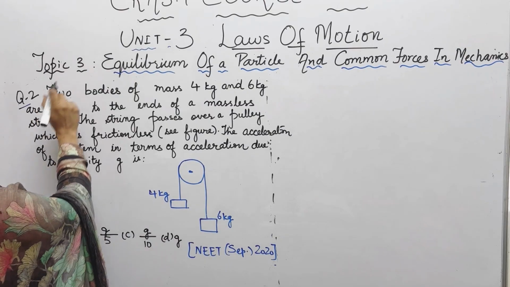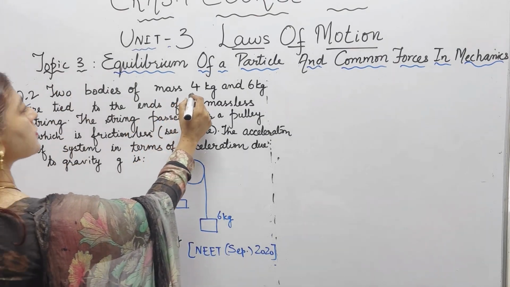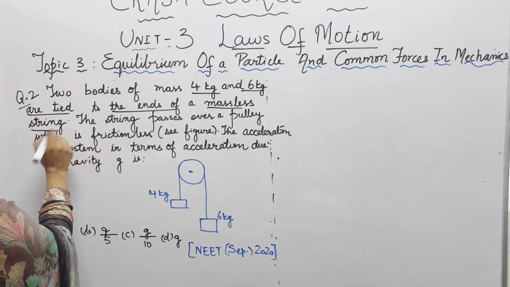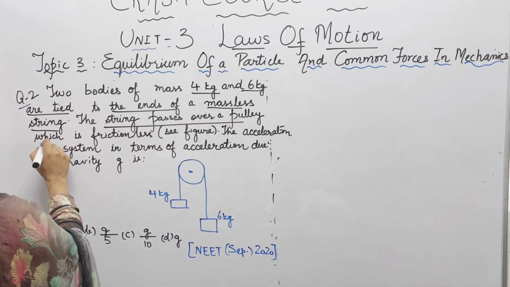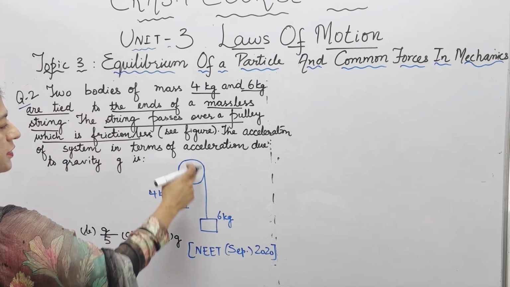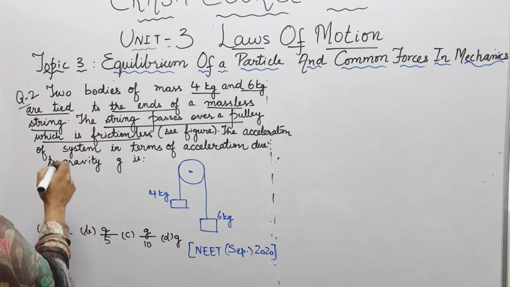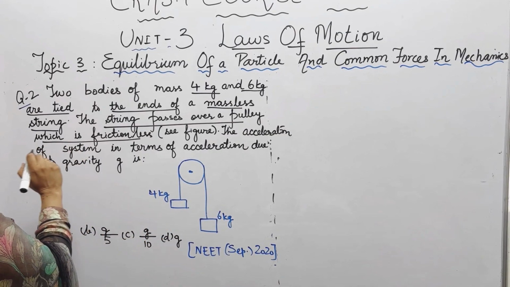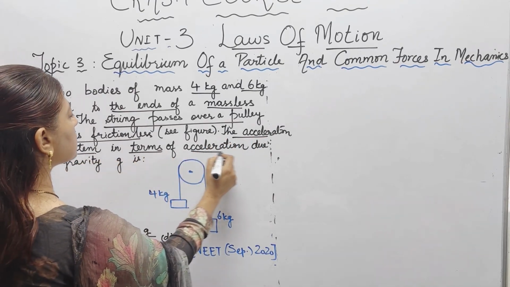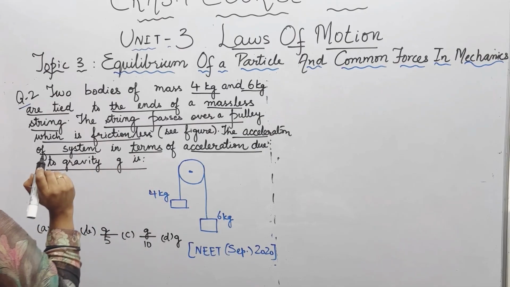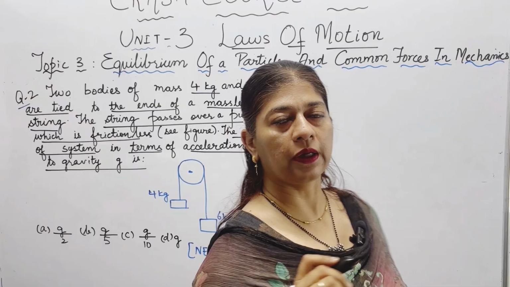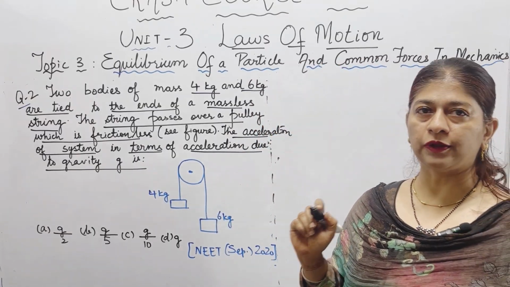Let us see question number 2 of topic 3. Two bodies of masses 4 kg and 6 kg are tied to the ends of a massless string. The string passes over a frictionless pulley, as you can see in the diagram. The acceleration of the system in terms of acceleration due to gravity g is, if you remember, already something we did in the important terms and formulae.